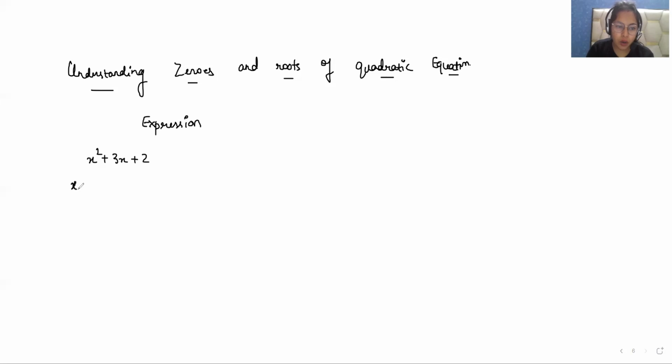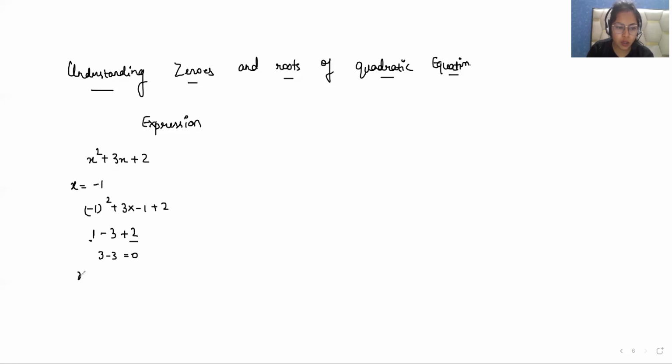Suppose I'll take the value x equals minus 1. So I'll put it here: minus 1 square plus 3 multiply minus 1 plus 2. So minus 1 square is 1, plus 3 multiply minus 1 is minus 3, plus 2. So 2 plus 1 is 3, 3 minus 3 is 0. So this is a zero of the expression. When you put this value of x and it gives you 0, this is a zero.